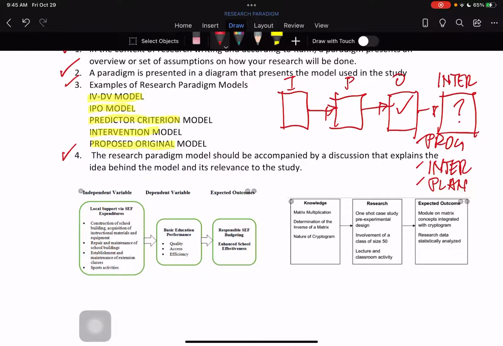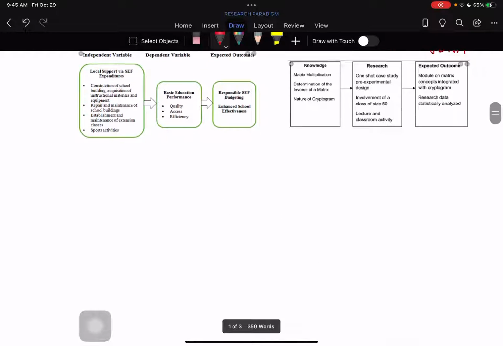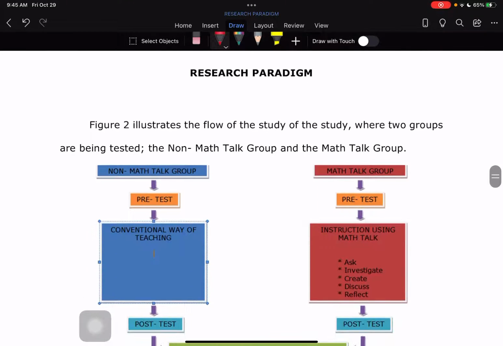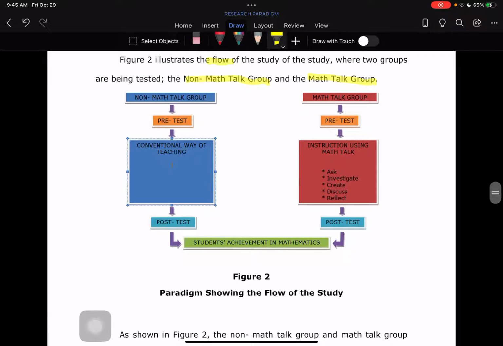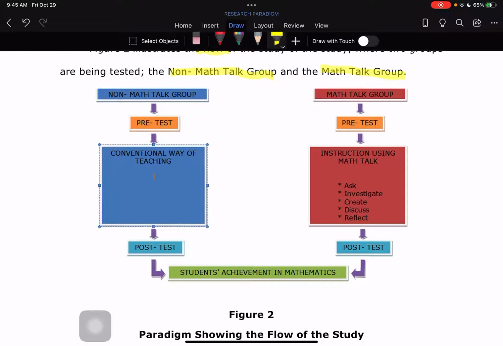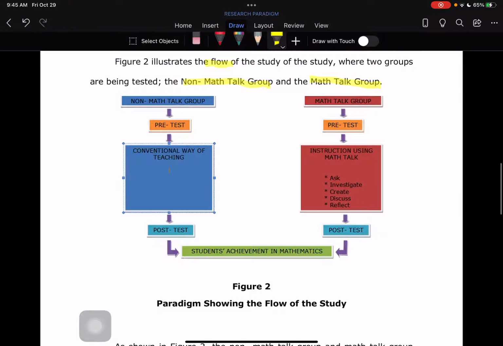So again, we're going to go to the example that we have right now. This used an experimental design. So the research paradigm under this particular figure illustrates the flow of the study, which we discussed earlier, that it should present the flow of the study and also the variables included in your study. So in this case, the researcher has two groups, the controlled and the experimental group, and this is how it is presented in this particular study.